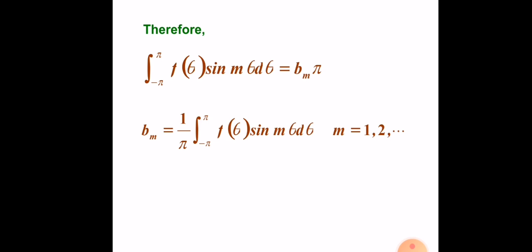bm is equal to 1 by pi integral minus pi to pi f of theta sin m theta d theta is the result.